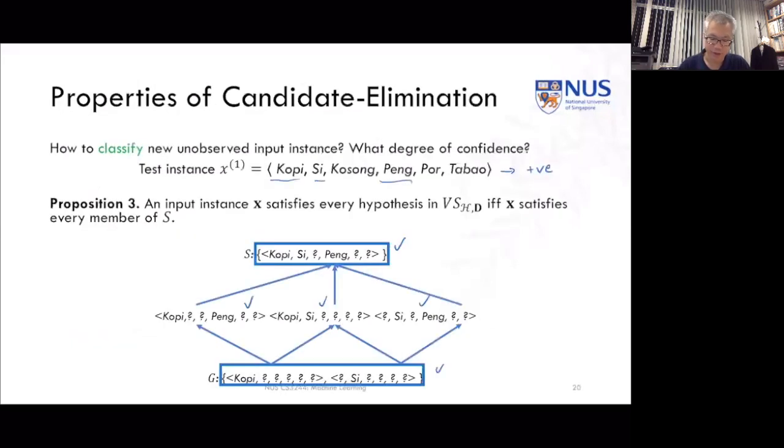In the case where the most specific hypothesis also says that it is a check mark, then everything below it must also say it's a check mark. That's what we're trying to say with proposition 3.